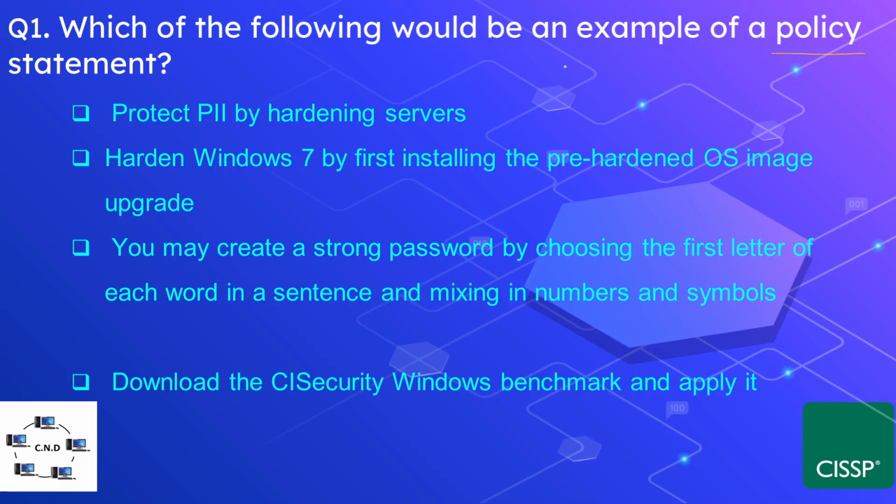example of a policy statement? The options are: protect the personally identifiable information by hardening servers. Second option is harden Windows 7 by first installing the pre-hardened OS image upgrade. Option 3 is you may create a strong password by choosing the first letter of each word in a sentence and mixing in numbers and symbols. And the last option is download the CIS Security Windows benchmark and apply it. And the correct option is protect personally identifiable information by hardening servers.